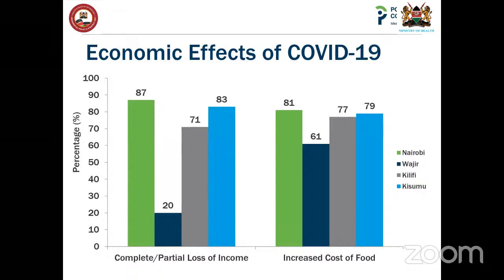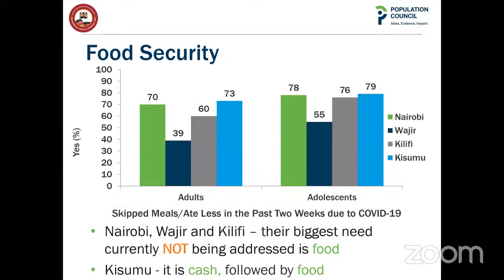The figure on the right shows the household heads who experienced increased food costs since the start of COVID-19. Around three quarters, on average across the sites, reported increased costs of food. We also saw food security issues arising. Again, with the exception of Wajir, around 70% of household heads and just under 80% of adolescents reported either skipping a meal or eating less in the past 2 weeks due to COVID. This was higher in urban areas compared to rural areas. In Nairobi, Wajir and Kilifi, the biggest reported need was access to food, while in Kisumu it was cash followed by food.